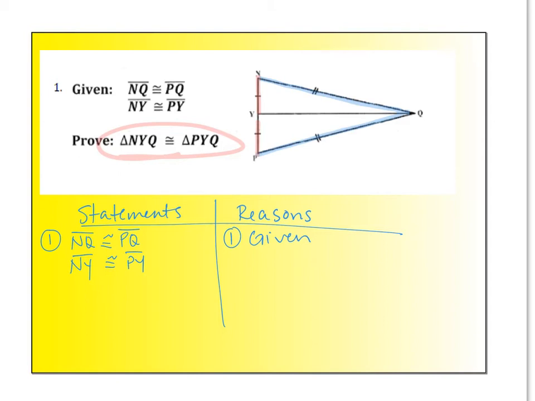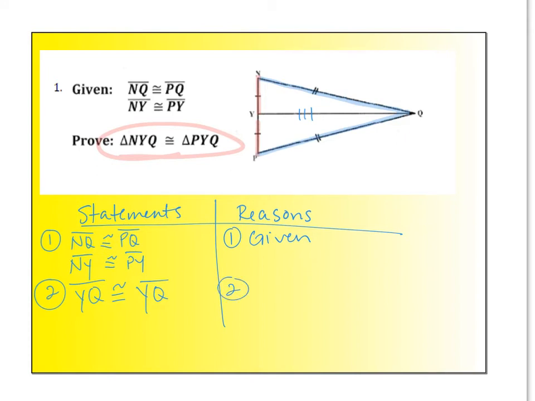Now think about what you're trying to prove. You're trying to prove that the two triangles are congruent. So I'm thinking, in order to prove the top triangle is congruent to the bottom triangle, maybe we could use something like side, side, side. And I'm thinking of this side in the middle. And even though they don't say it, it's the same size in both triangles, right? So number two is segment YQ in the top triangle is congruent to segment YQ in the bottom triangle.